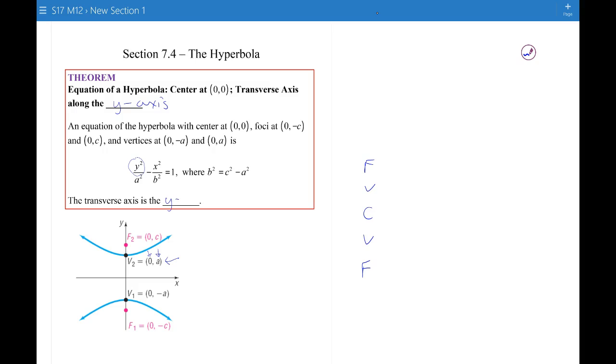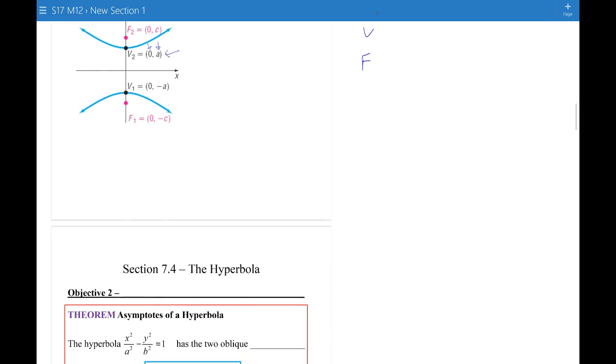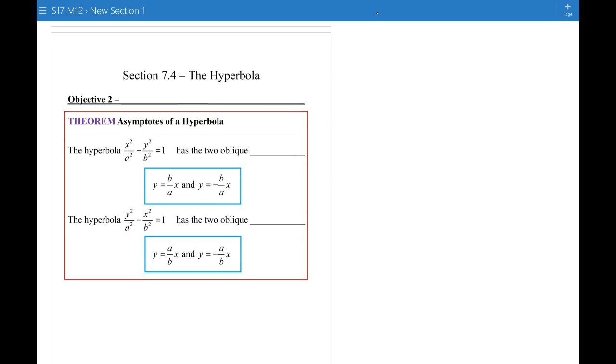So go ahead and try that. So you see that vertex points are on the graph, so that means they have to make the equation true. Keep going back and forth between equation, graph, both have to be true. Okay, so now let's look at the asymptotes of the hyperbola.